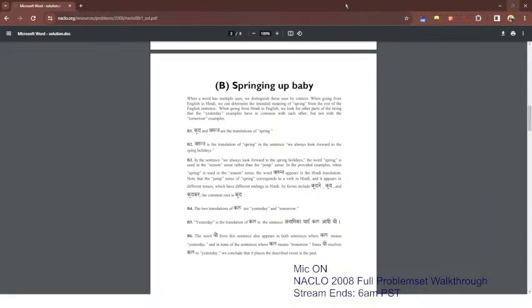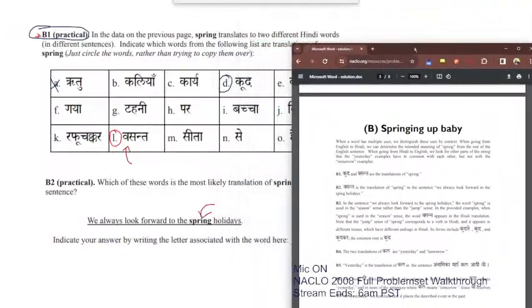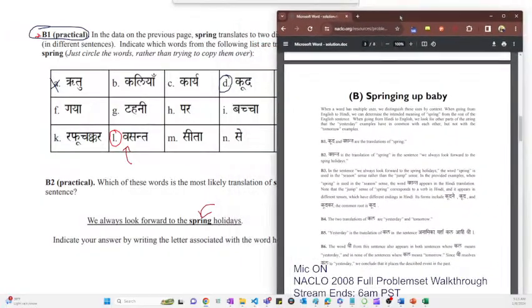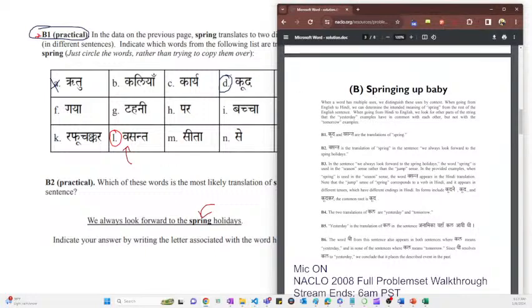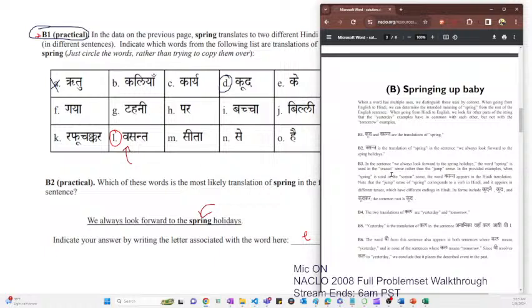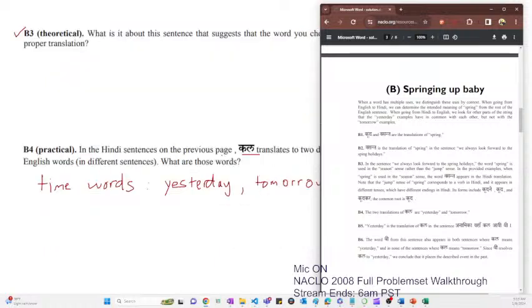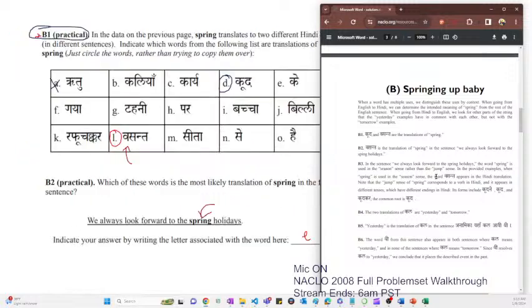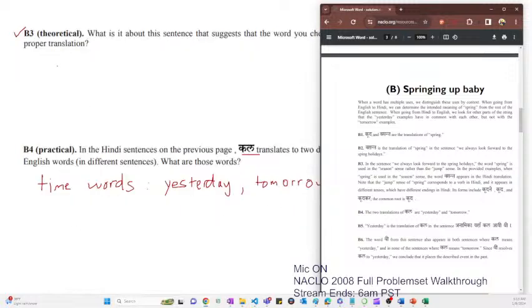Springing up. Oh man, I think we did it. Okay, so we have D and L. Yep, that's the correct translation of spring. Let's see what we put. Yeah, we put L, which is that. In the sentence we always, hold on. Okay, yeah, using the season as opposed to the jump sense. That's in B3, which we explained.